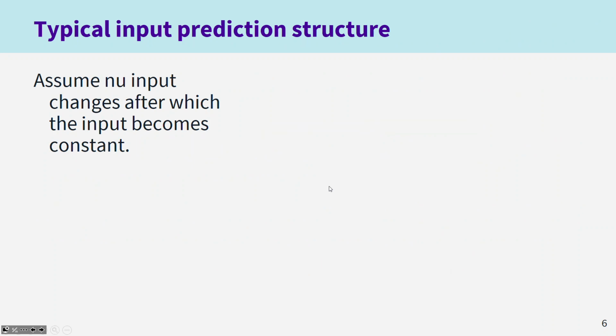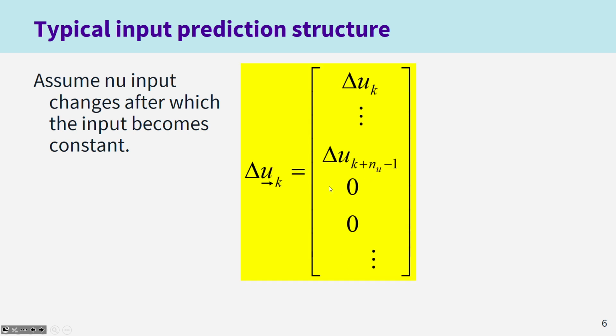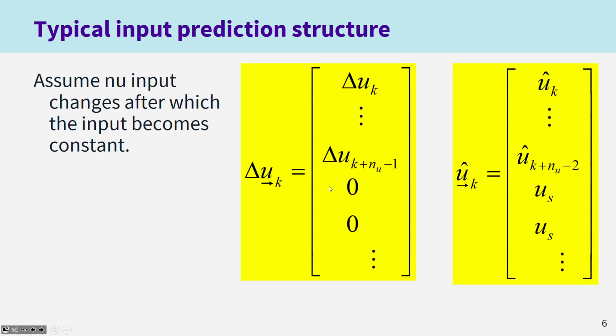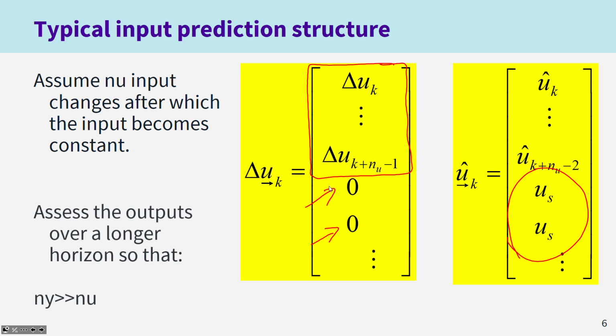So what's a typical input prediction structure? We assume NU input changes. So we allow the input to change NU times, and after that we assume it becomes constant. So here's an example. You can see we've got NU changes, the first NU steps, and after that the changes in the input become 0, and you'll see that in the future input the values become steady. So that's a fairly typical input prediction structure.